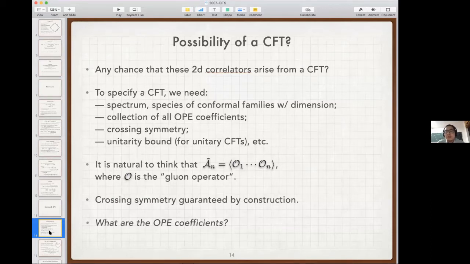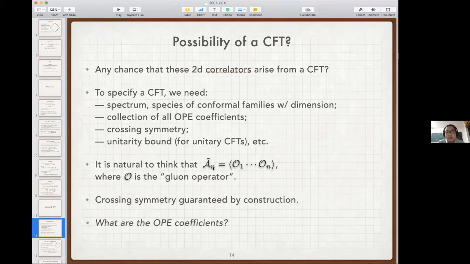And there are also consistency conditions coming with them, which usually we think should be imposed by crossing symmetry, and also perhaps unitarity bounds and maybe other conditions. So they together determine what a CFT is. But here we only know a set of functions which we think should be the conformal correlators. Now the question is, can we extract the information about the spectrum and also the OPE coefficients from the functions that we have at hand right now, right?